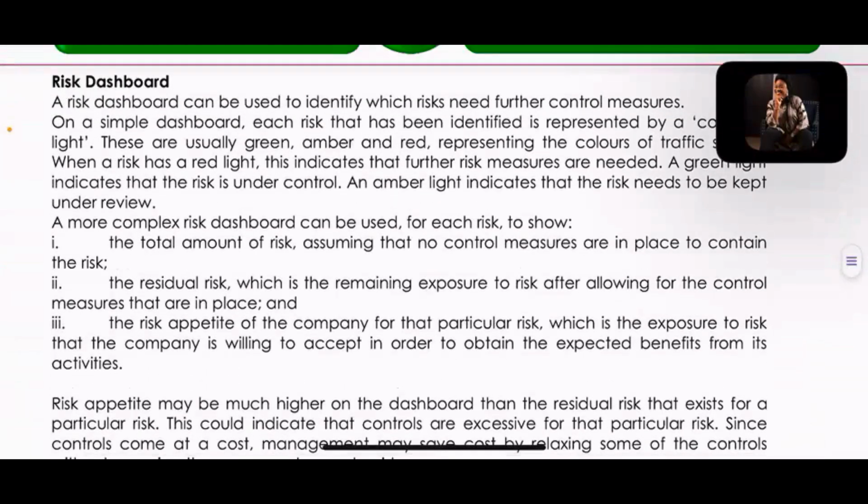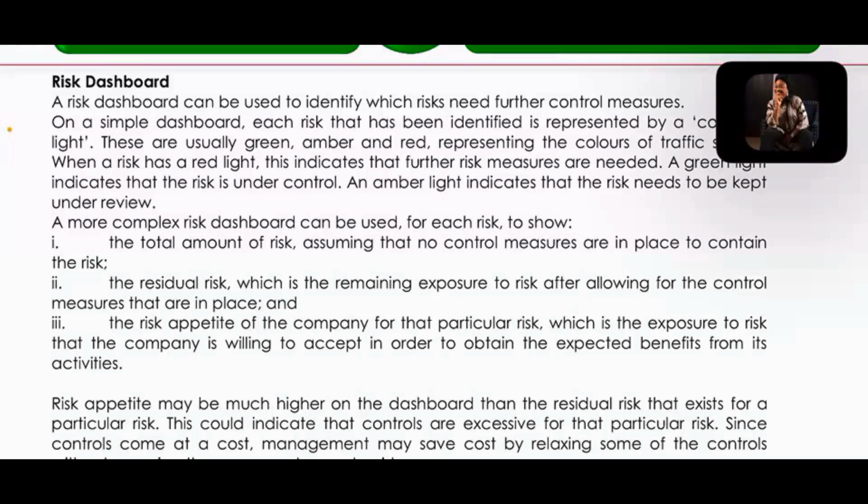I think it's green, amber, and red. The green indicates that everything is going fine. I think the amber means you could do better. Then maybe the red means that you have to work on it, that there's no control. Something like that. Yeah. So thank you. You've actually done really well.